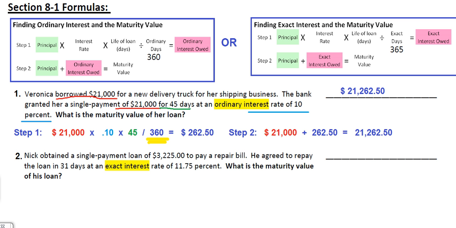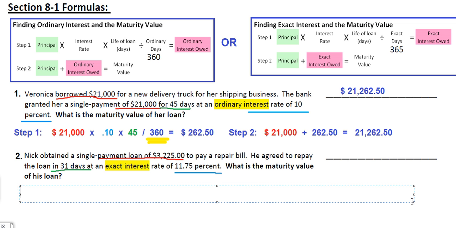Nick obtained a single payment loan for $3,225 to pay a repair bill. He agreed to repay the loan in 31 days for an exact interest rate of 11.75%. What's the maturity value of this loan? So we're going to use over here on the right side of our screen the exact interest formulas. So there's two steps for that.